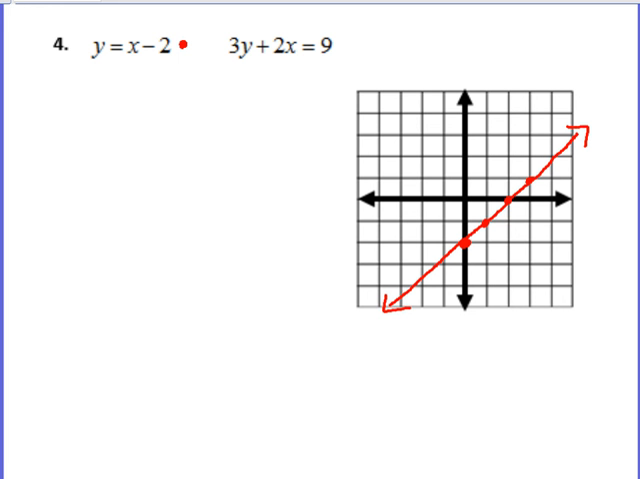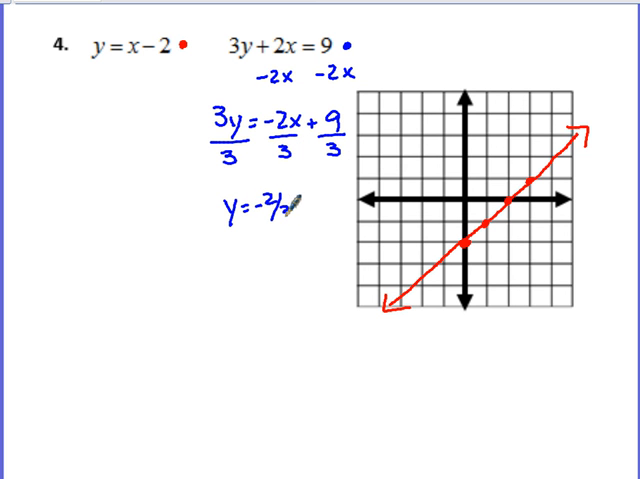Now this second equation is not ready to be graphed yet, because I can only graph things when they're solved for y. So I have to actually get y by itself here. So remember, 2 steps. First step is move the x, so I'm going to subtract 2x from both sides. Now I have 3y equals negative 2x plus 9. Step 1, move the x. Step 2 is divide. So I divide by 3. y is going to be equal to negative 2/3 x plus 3.